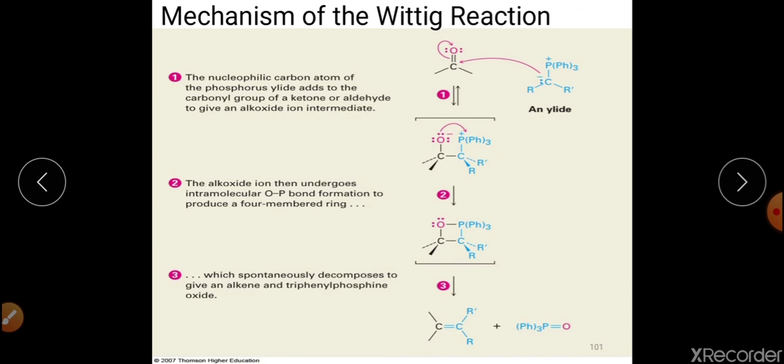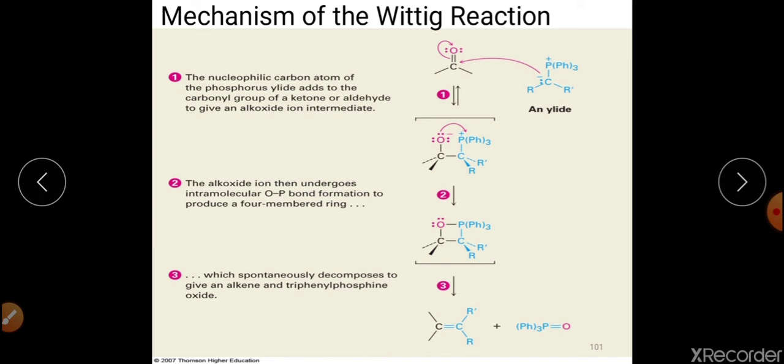So this is the beauty of this reaction, how you can form alkene from aldehydes and ketones by using this Wittig reaction or by using the Wittig reagent, right?